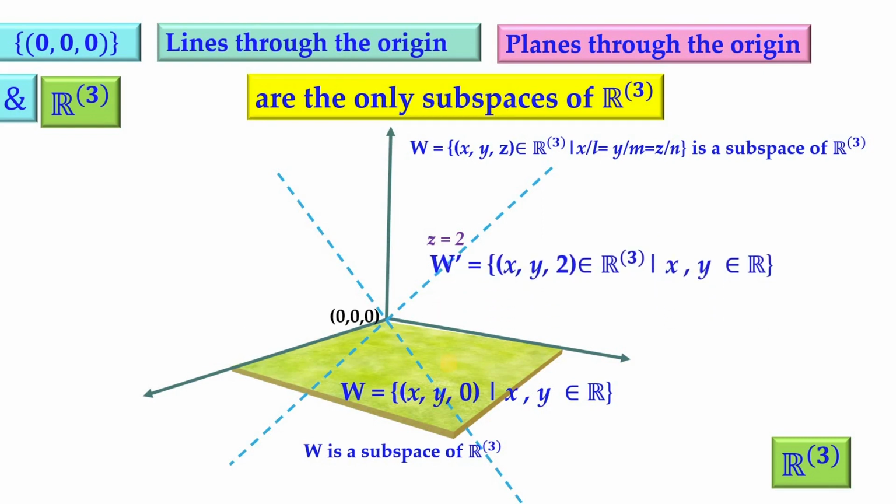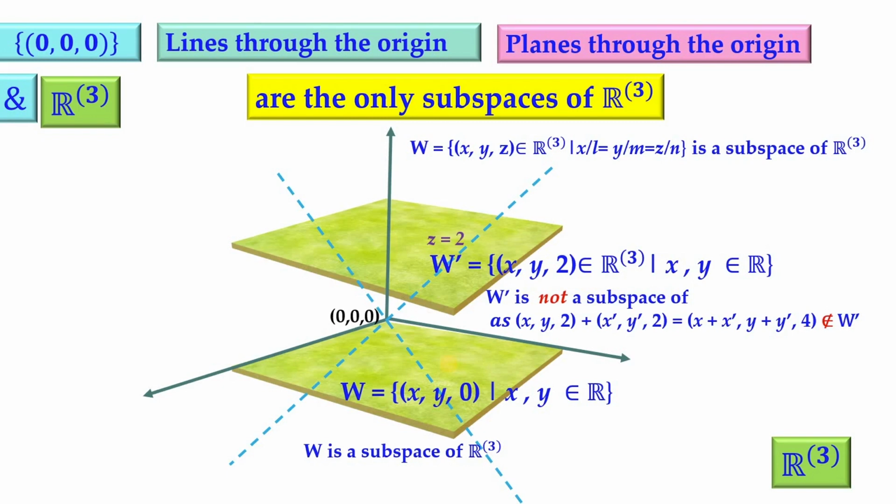Now again, on the other hand, if we consider W prime to be the collection of all ordered triplets with first coordinate x, second coordinate anything, say y, but the third component 2, then W prime is not a subspace of R3. If you consider two elements, an ordered triplet (x, y, 2) and another ordered triplet (x prime, y prime, 2), then when we add them up we get the vector with first component x plus x prime, second component y plus y prime, and the third one is 4, it is not 2. Only if it is 2 would it be a member of W prime.